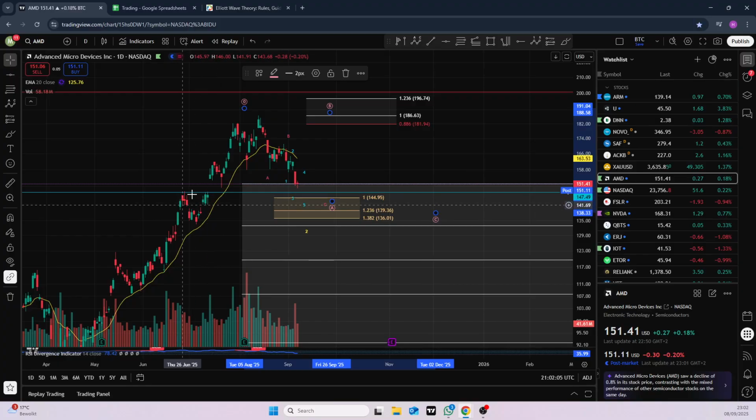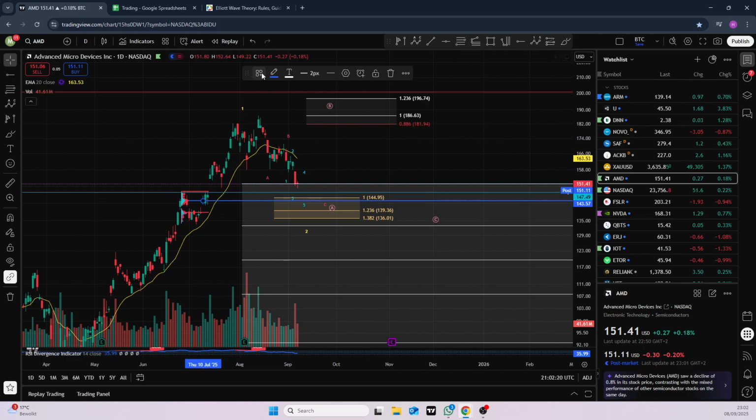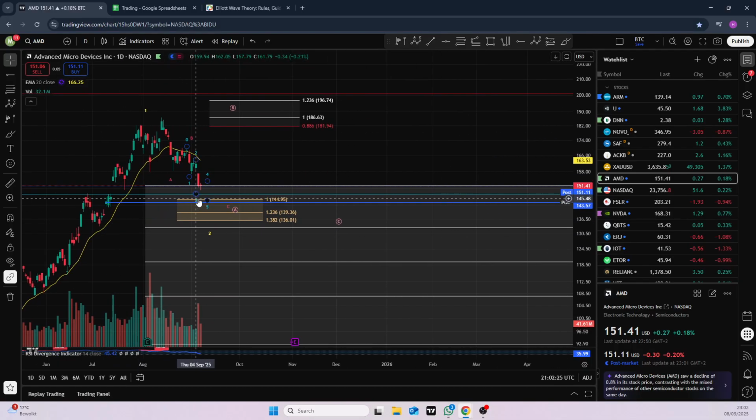Also, you have this zone here, which can offer support with the point of control being here. So yeah, I can draw a box here. I'll extend it to the next fib, but I expect a bounce at least from here.